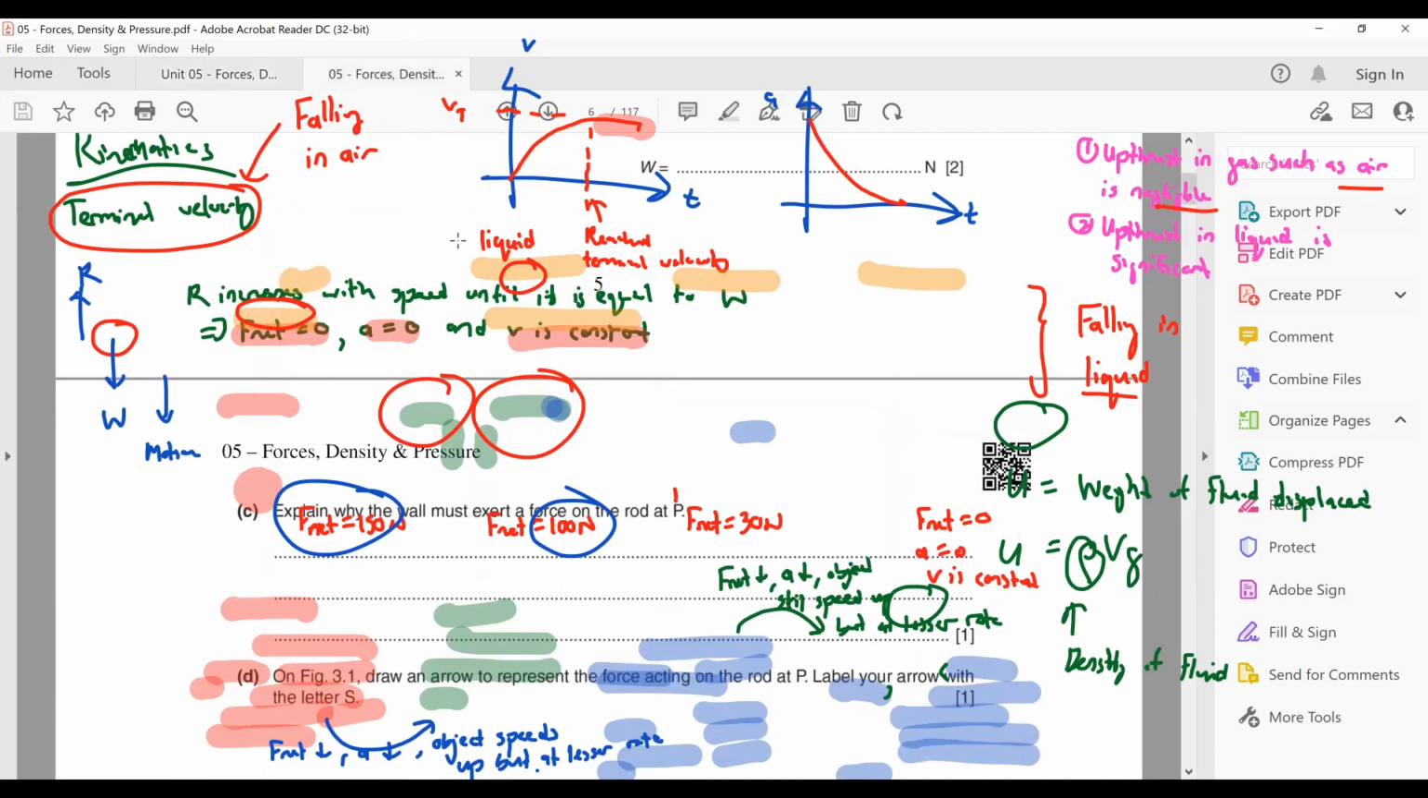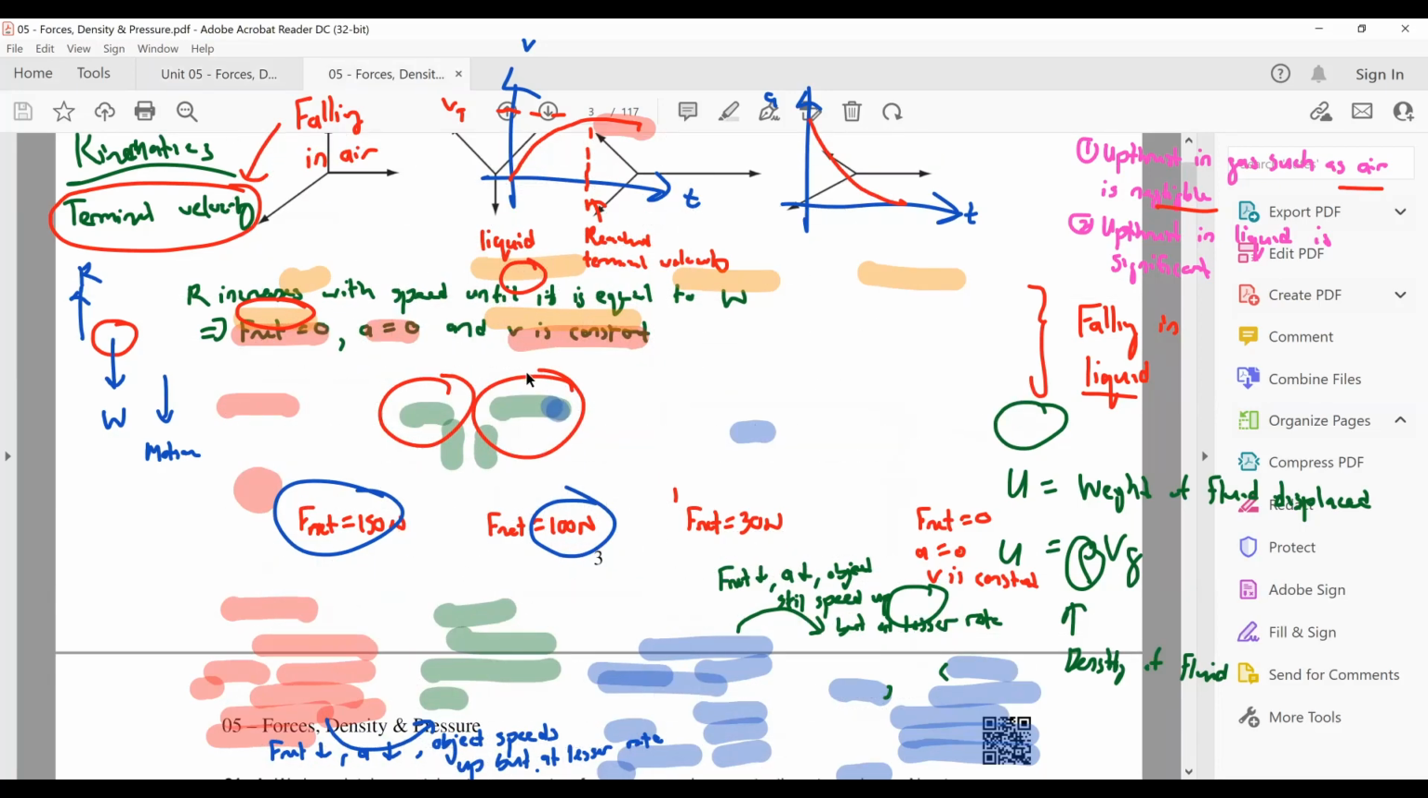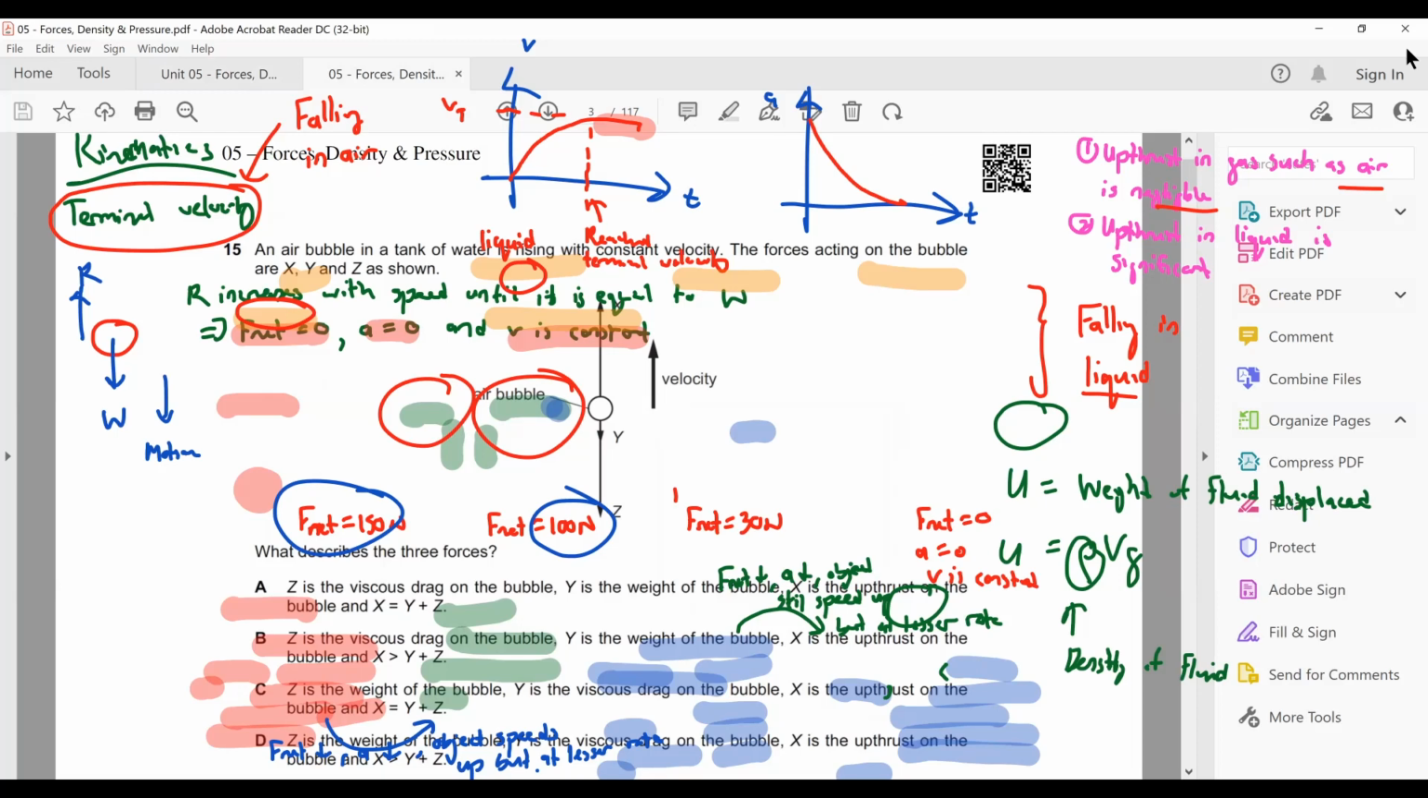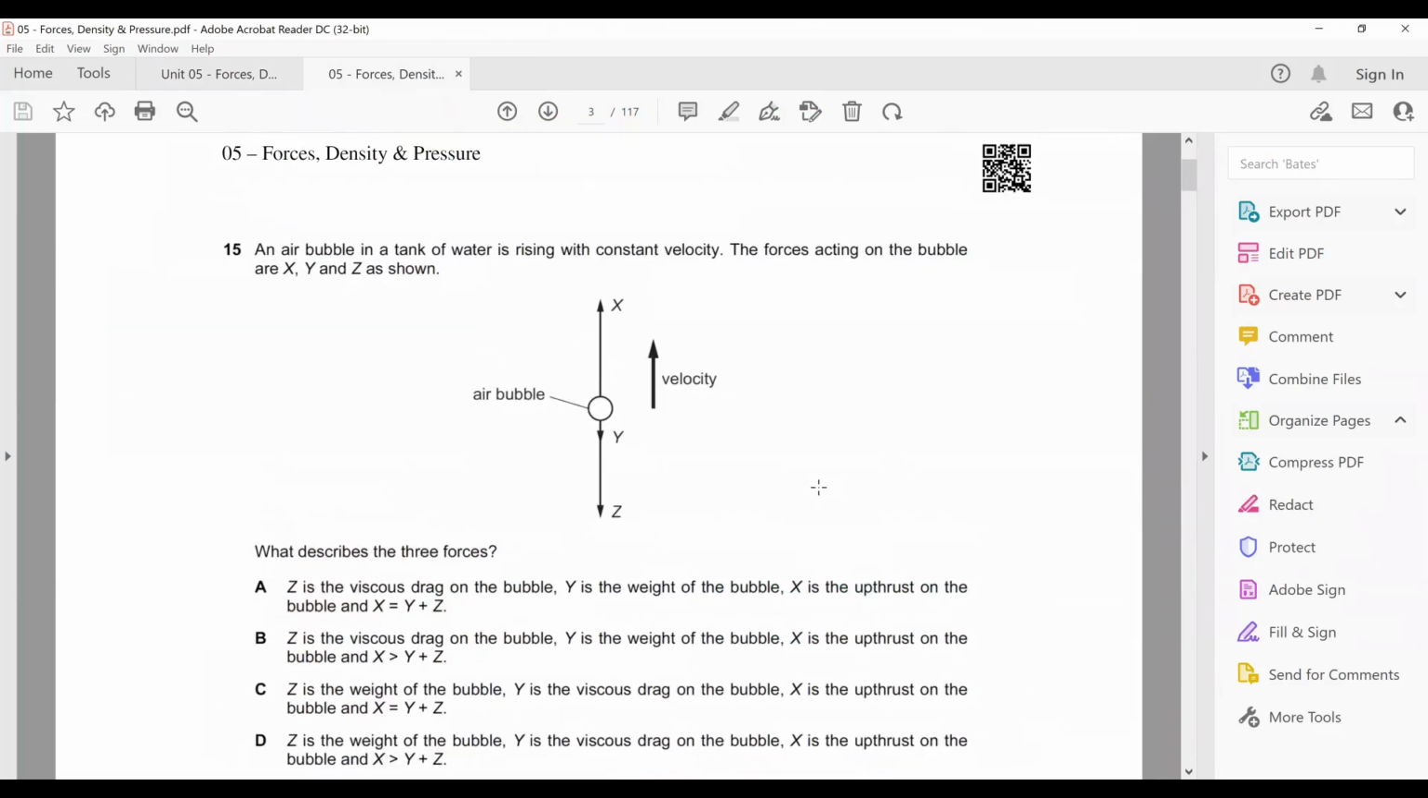Okay, now there's one question here that we can somehow look at. If you look back at your worksheet, page 3. Okay, this one talks about something that is moving with constant velocity, something like terminal velocity again. Look at page 3, question 15. You have an air bubble in a tank of water that is rising with constant velocity. The forces acting on the bubble are X, Y, and Z as shown. What describes the three forces?